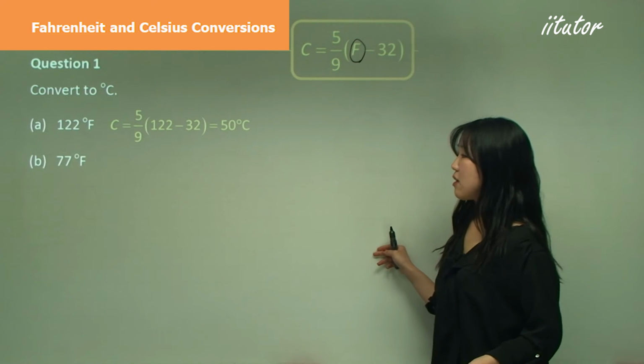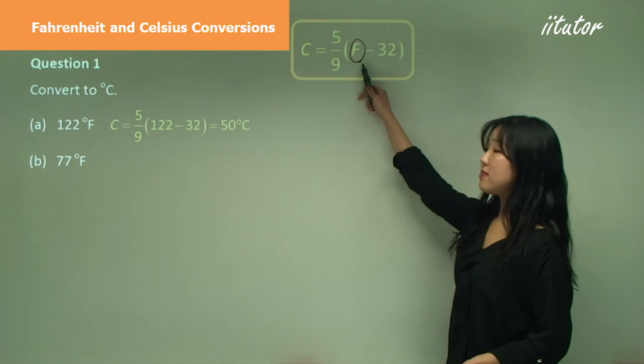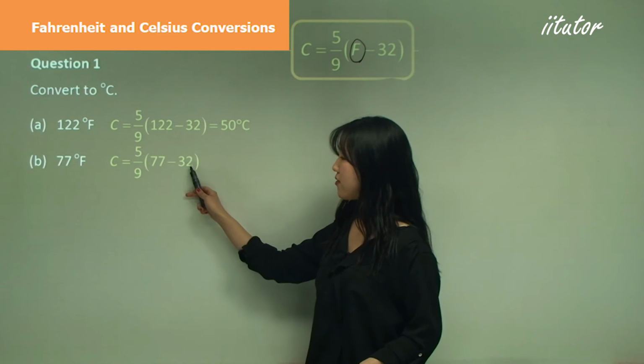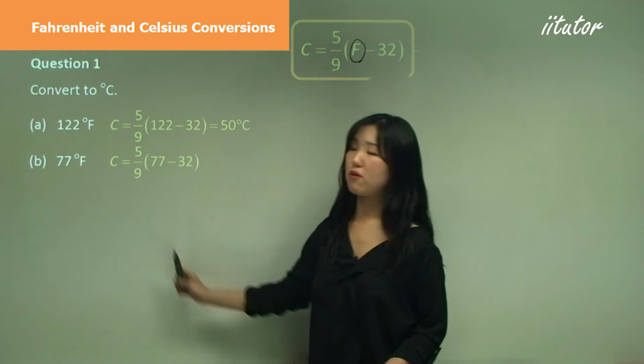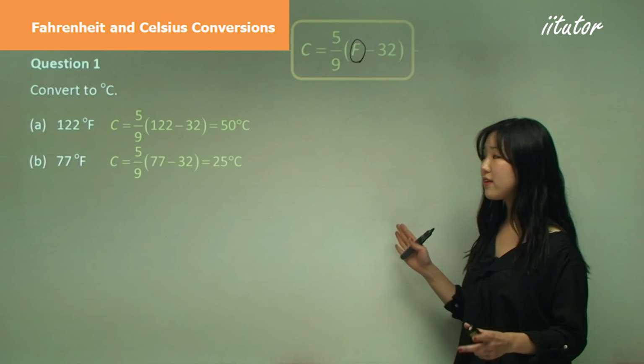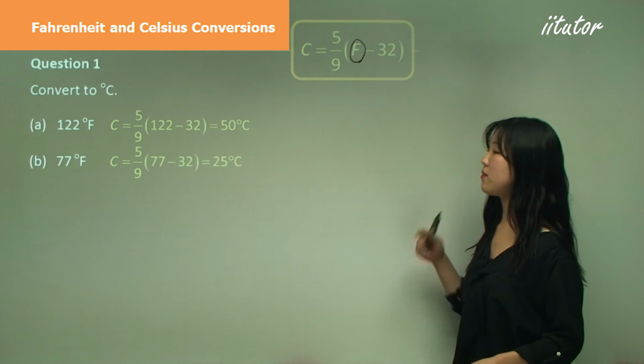Now B, 77 degrees Fahrenheit. So 77 is what I put into there, just like that. So 77 minus 32, multiply that value by 5 over 9, and you should get 25 degrees Celsius. Very, very simple. All you need to use is this simple formula here.